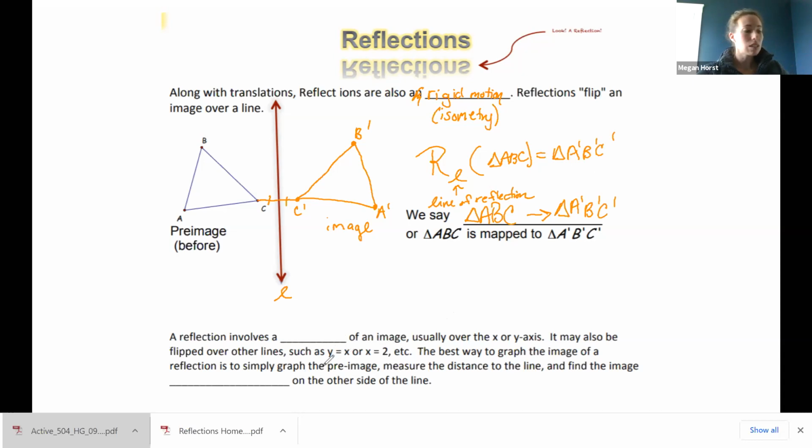All right, so a reflection involves a flip of an image, usually over the x or y axis. However, it can also be over any line. So I'm going to show you an example of lines like y equals x, y equals negative x, x equals 2, y equals 2, some really common lines that we may reflect over. The best way to graph the image of a reflection is to simply graph the pre-image and then measure the distance to the line. I'll show you how to do that in a minute. And then find the image the same distance on the other side of the line.